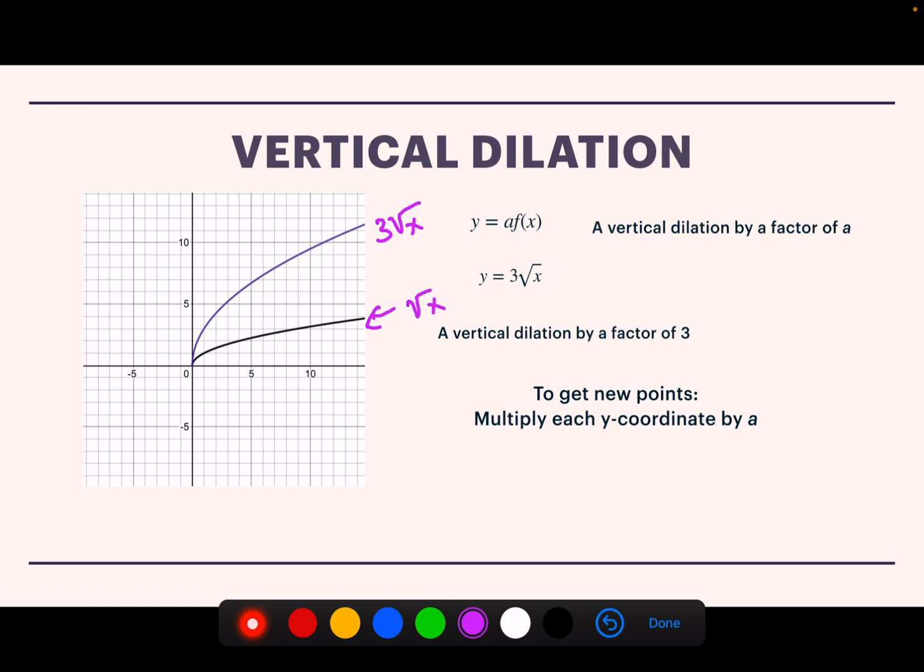For example, on our parent function, we had the point 4, 2. So all I have to do is multiply the y coordinate by a, which in this case is 3. So I'm doing 2 times 3, which gives me a new point at 4, 6. And sure enough, I've got a point right there on that function. And I could do that with a few points just to give me an idea of how quickly and how steeply this function is going up.